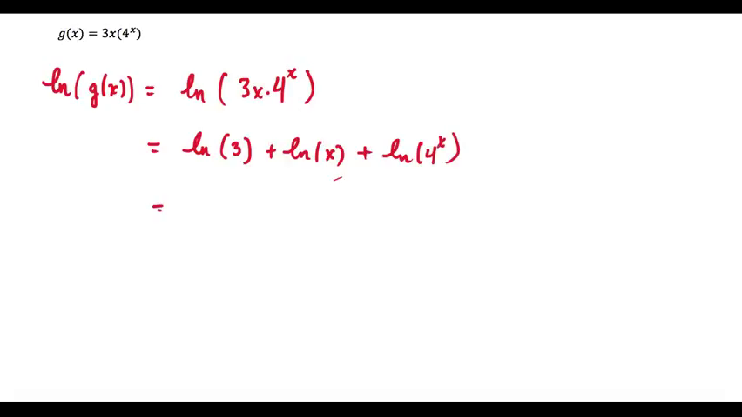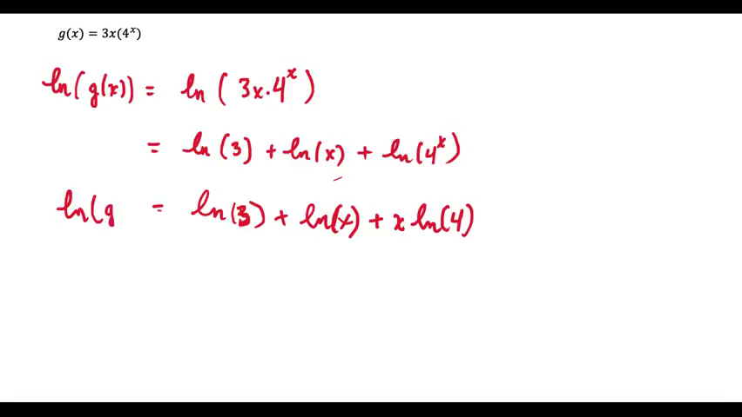And then we can go one step further, so I have the natural log of 3 plus the natural log of x, and then we can apply the power rule of natural log, and we can pull this x out here to the front. Okay. And all of this is equal to the natural log of g of x. Now that we've got all that set up, we can start to take the derivative of both sides.